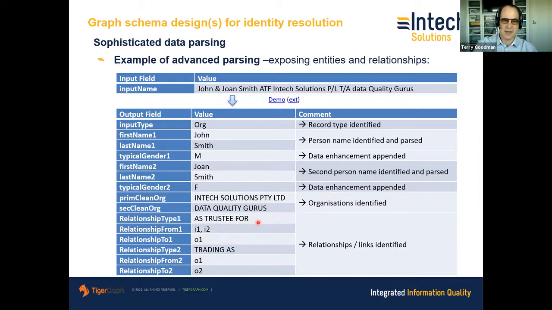And the really important thing here is we now have some relationships established just by being extracted from the string. And that's an "as trustee for" relationship between individual 1 and individual 2 to organization 1. So John Smith and Joan Smith are both joint trustees for Intech Solutions. We also have a "trading as" relationship, also extracted from the string, to indicate that Intech Solutions is trading as Data Quality Gurus. Of course, not actually true in this instance, it's sample data, but we're able to pull this data out from a free format string and really enrich the graph so that we can identity match on John Smith and Joan Smith, and we can also expose relationships within our graph. So a very important concept when we talk about identity resolution and exposing complete information about Intech Solutions or about John Smith, we can now match these entities.